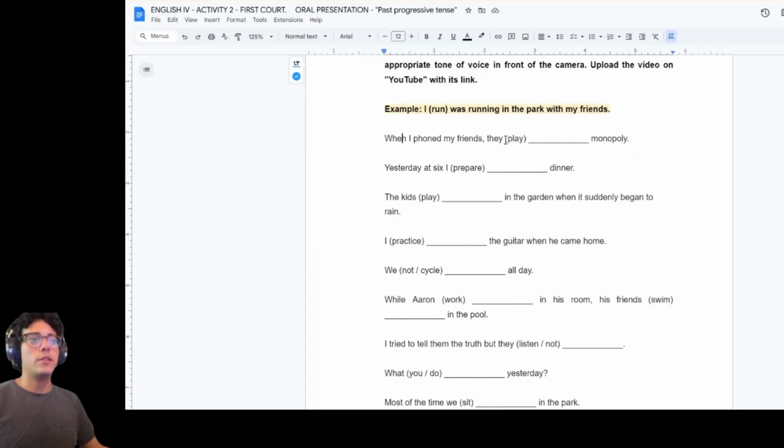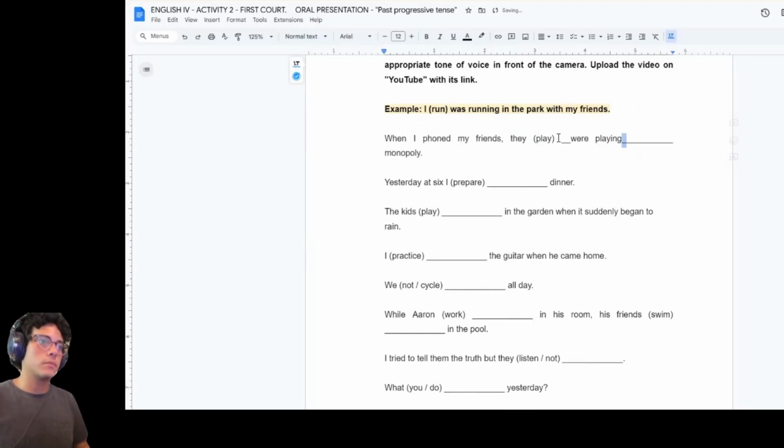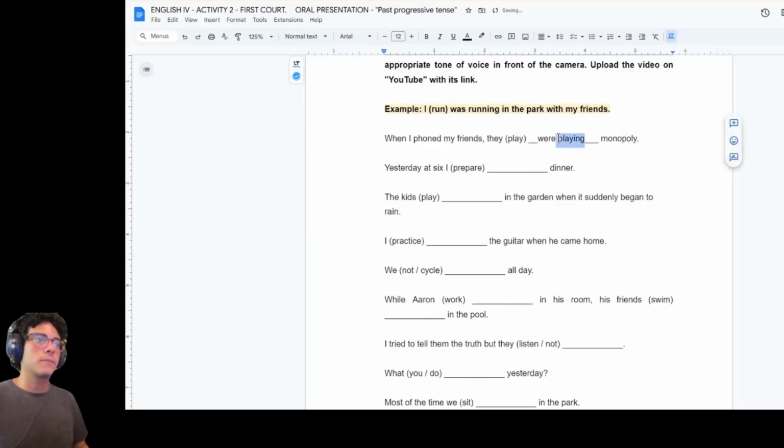When I phoned my friends, the verb is play, and we have a blank space, Monopoly. So what we have to do here, when I phoned my friends, they were playing Monopoly. Second one says, yesterday at 6, and the verb is prepare, blank space, dinner. So this is fairly simple. Yesterday at 6, I was preparing dinner.